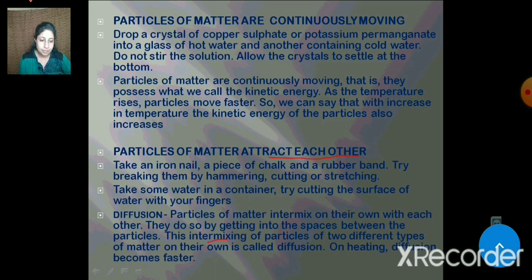Intermixing of particles of two different types of matter, that may be two or more than two, on their own is called diffusion. Now, particles of matter intermix on their own. We saw that in the experiment, or also we can take the example of incense stick. If we burn incense stick at any corner of a room, then we can smell the perfume from everywhere in the room. Why? Because the incense stick particles diffuse with the air particles in the room, and that's why we can feel the smell everywhere.